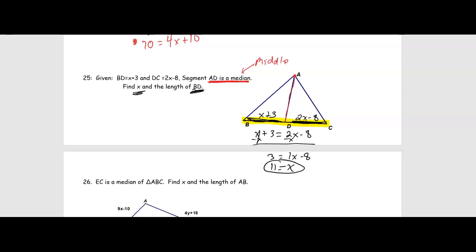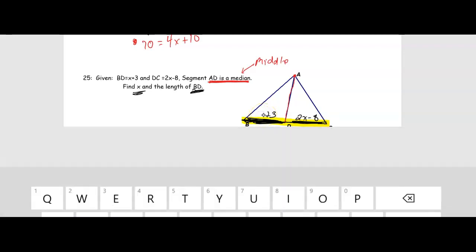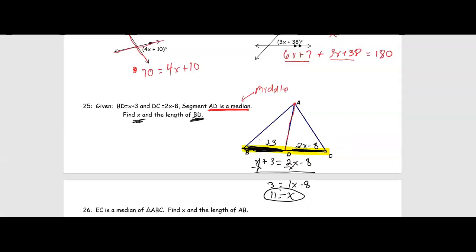And then the question is find BD. So here's B to D. We now know what our x is. So we can come here, get rid of our x, and replace it with what we now know x to be. That would then give us 14. If we wanted the whole length, then obviously it would be 28 because each of them is 14. So median cuts the opposite side in half.